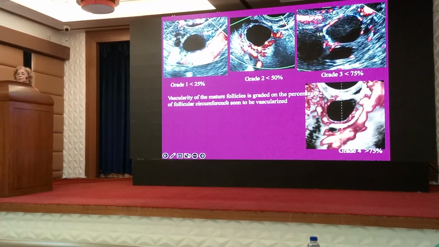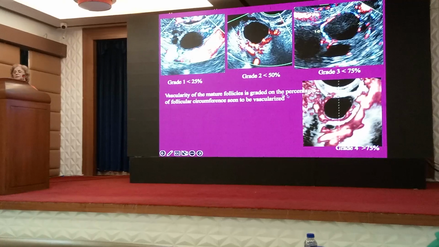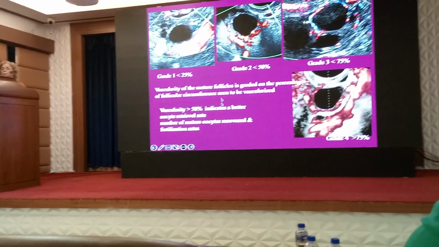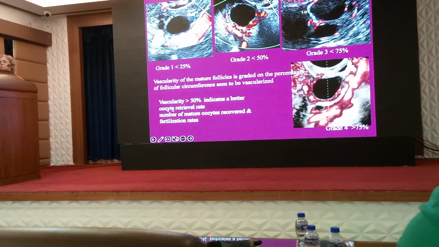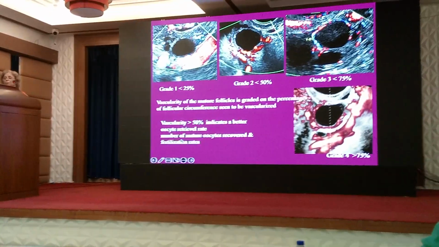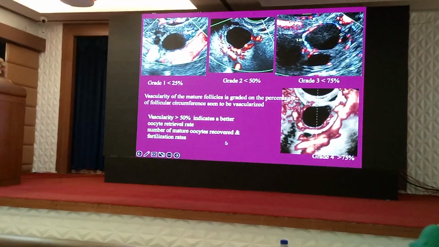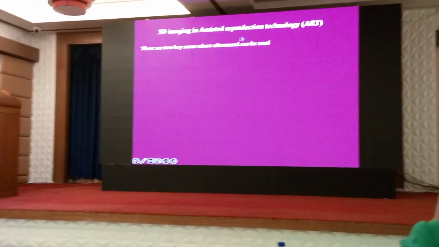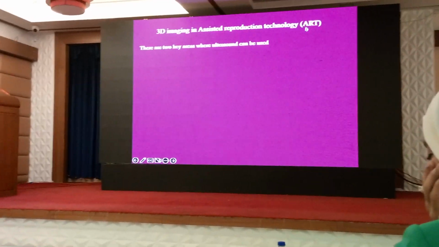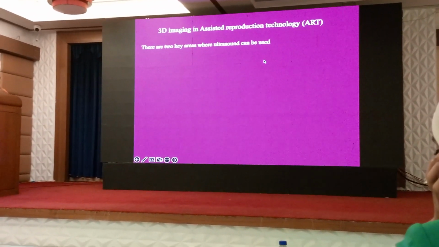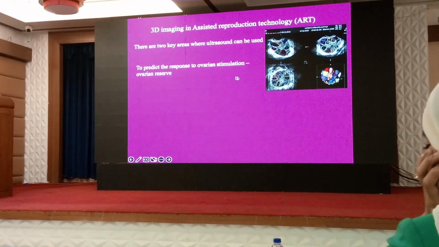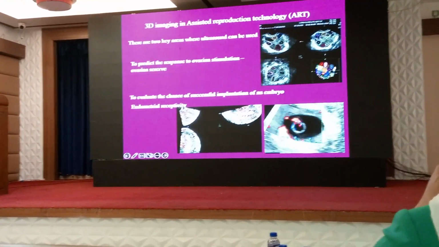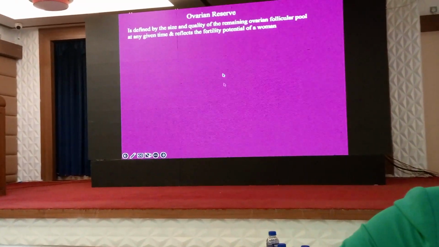Vascularity of the mature follicle is graded on the percentage of the follicle circumference which is vascularized. More than 50% indicates a better oocyte retrieval rate, number of mature oocytes recovered, and fertilization rates. Then there are 2 areas where this helps us in assisted reproduction. One is to predict the response of ovarian stimulation, the ovarian reserve, and the second is endometrial receptivity, which I just talked about.